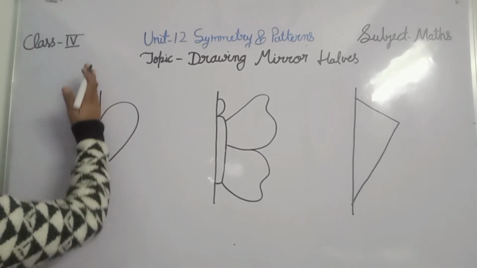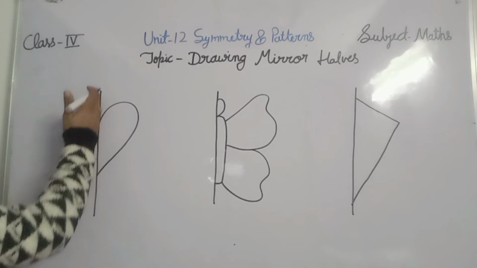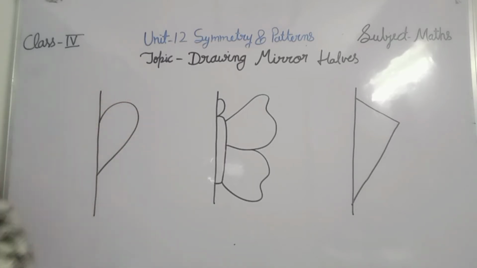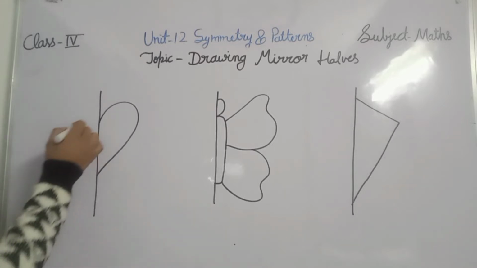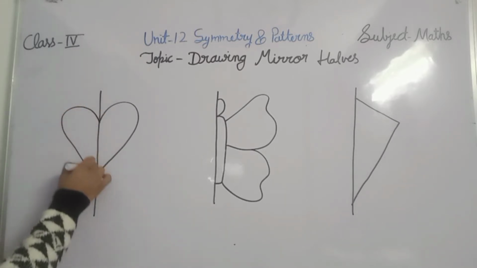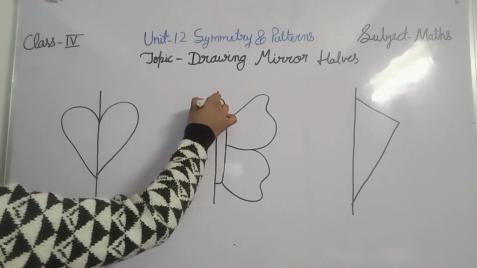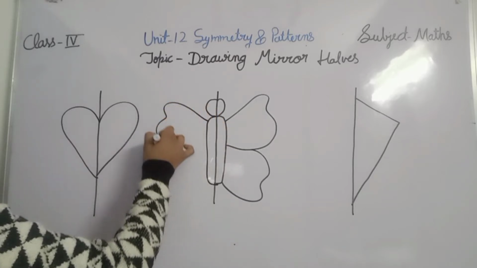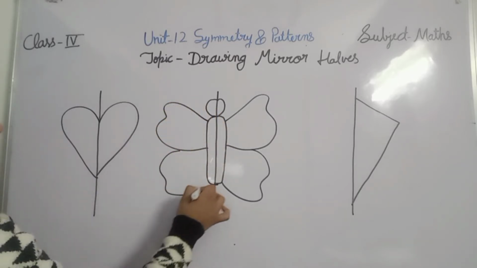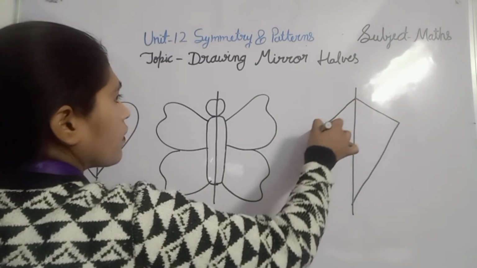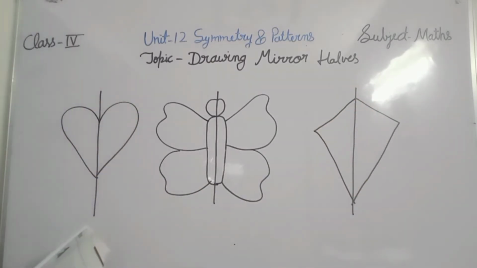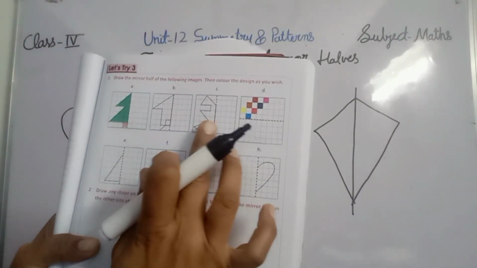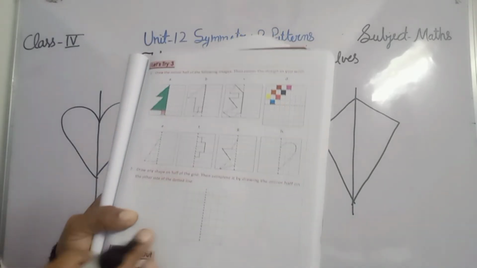Mirror halves means this is a line of symmetry, or you can say line of mirror. One side image is there and you have to draw the same image on the other side. Means the mirror image you have to draw. So it's very simple. Similar image you have to draw here. This is called mirror halves. Very simple. Yes. So in Let's Try 3, you have to make the similar diagram. Like one side they have made, the other side you have to complete on your own.